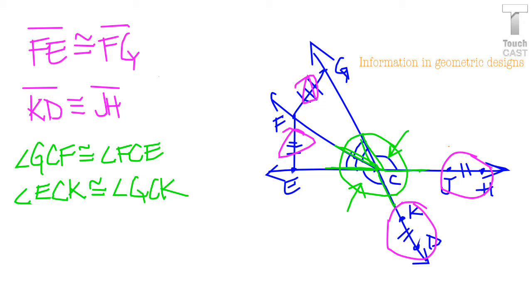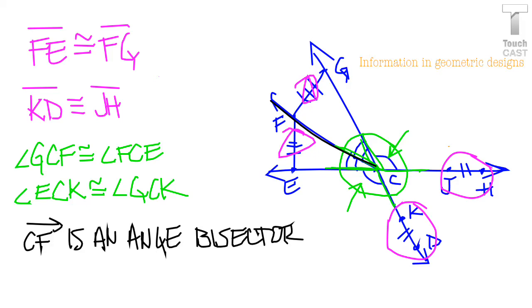And from all of this content, we can also draw out an angle bisector by noticing ray CF bisects angle ECG. So we represent that as ray CF is an angle bisector.